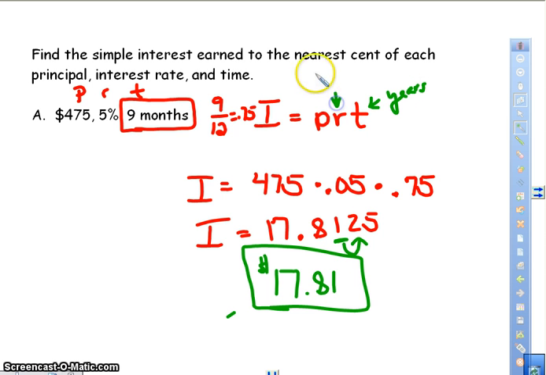Okay, once again, time has got to be in years. Your rate, which is a percent, has got to be written as a decimal. And then your principal is the amount of money you're putting into the bank or putting towards your loan. Okay, the amount of money your loan is for.